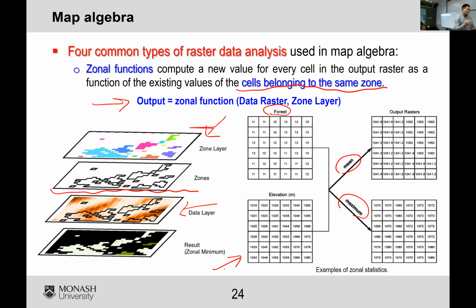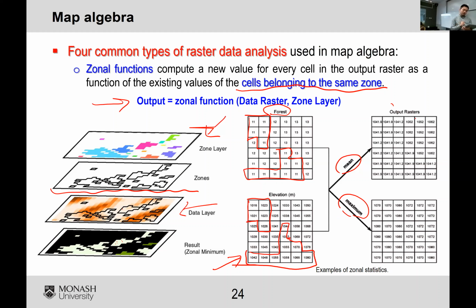So now we want to know different types of forest. What's the mean elevation or what's the maximum elevation? So now if we use the zone function here, you will see for all the zones with a type of 11, you'll find only the elevation values in these cells.